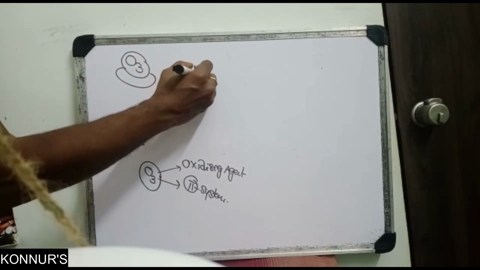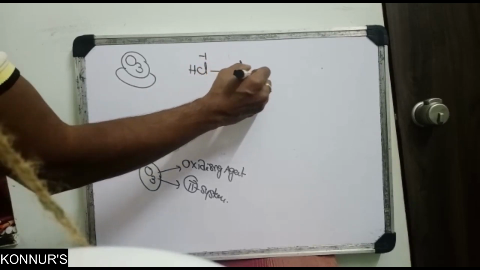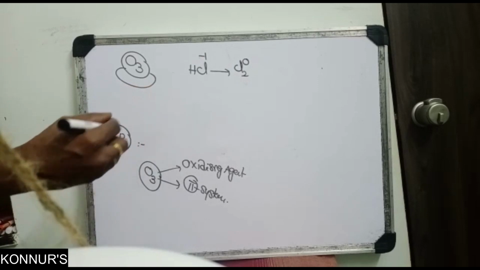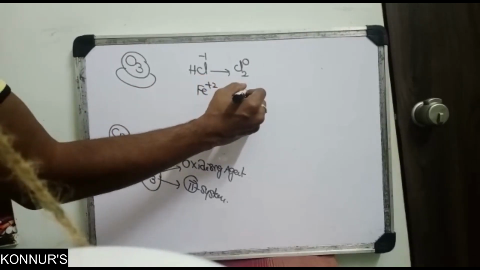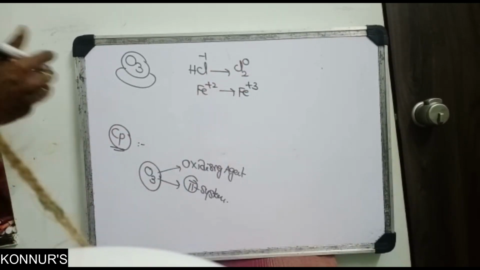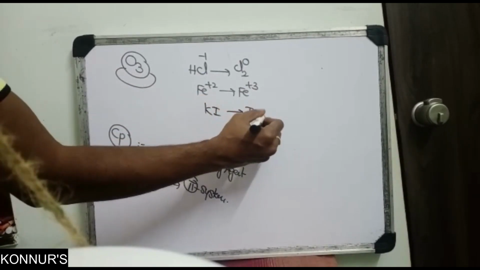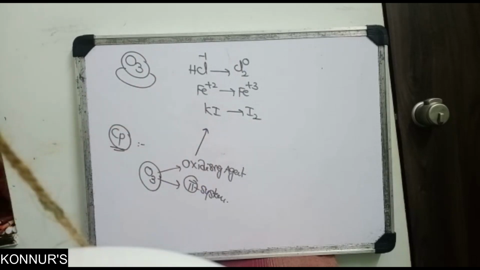In oxidizing, suppose you take HCl. HCl with Cl minus 1 becomes Cl2, 0. So the oxidation state increases. Suppose Fe plus 2 becomes Fe plus 3, for example ferrous sulfate becomes ferric sulfate. KI becomes I2 with that oxidizing nature.